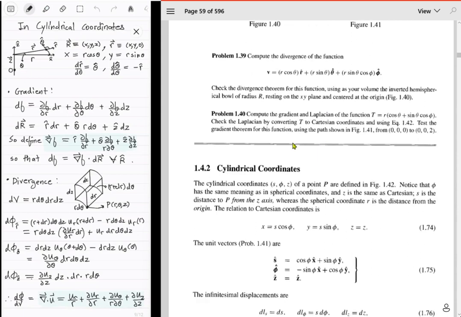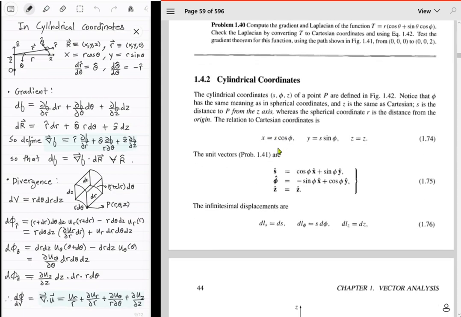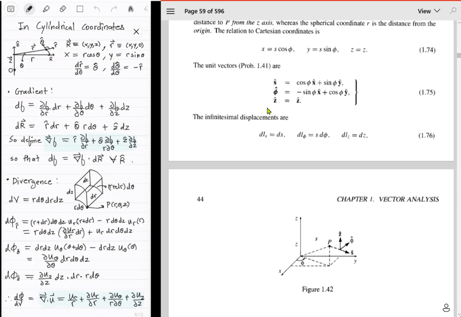First, cylindrical coordinates. Okay, so they're using phi as this angle. I'm using it as theta. Both mean the same thing. Then they are defining these unit vectors. I define the unit vectors, but more graphically, so you can see what these unit vectors actually are.